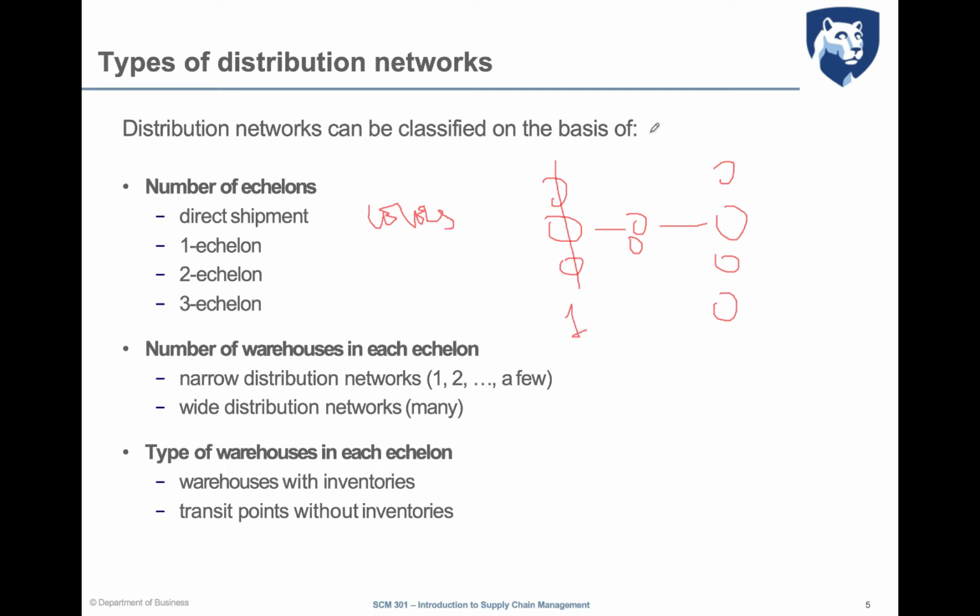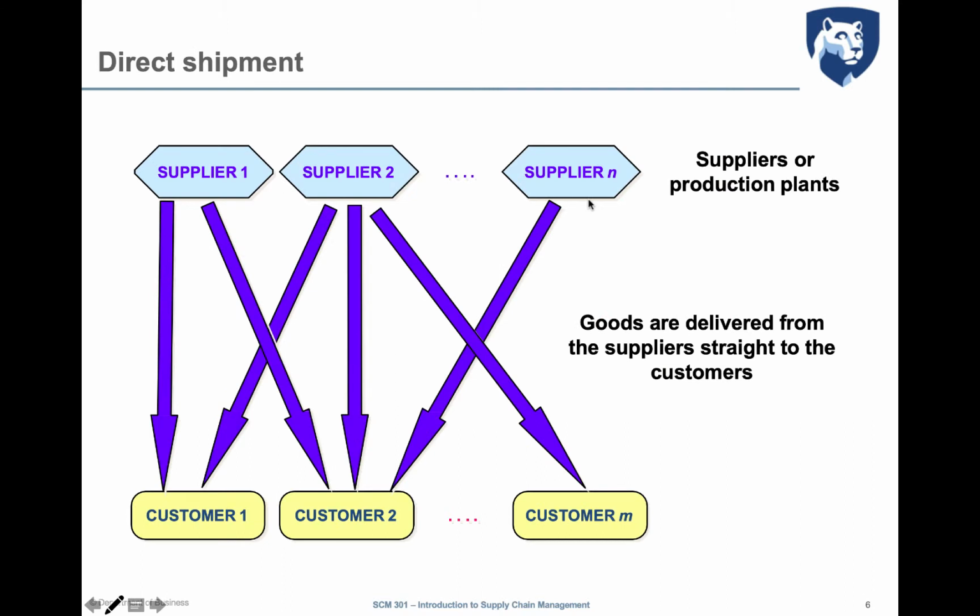So in order to design a distribution system, you need to understand the vertical dimension of the distribution network, so the number of levels, the horizontal dimension, in terms of the number of warehouses in each echelon, and then the nature of each warehouse, in the sense of which type of warehouse or node characterizes each level. So we've seen different structures. In the slides you also find different types of examples.